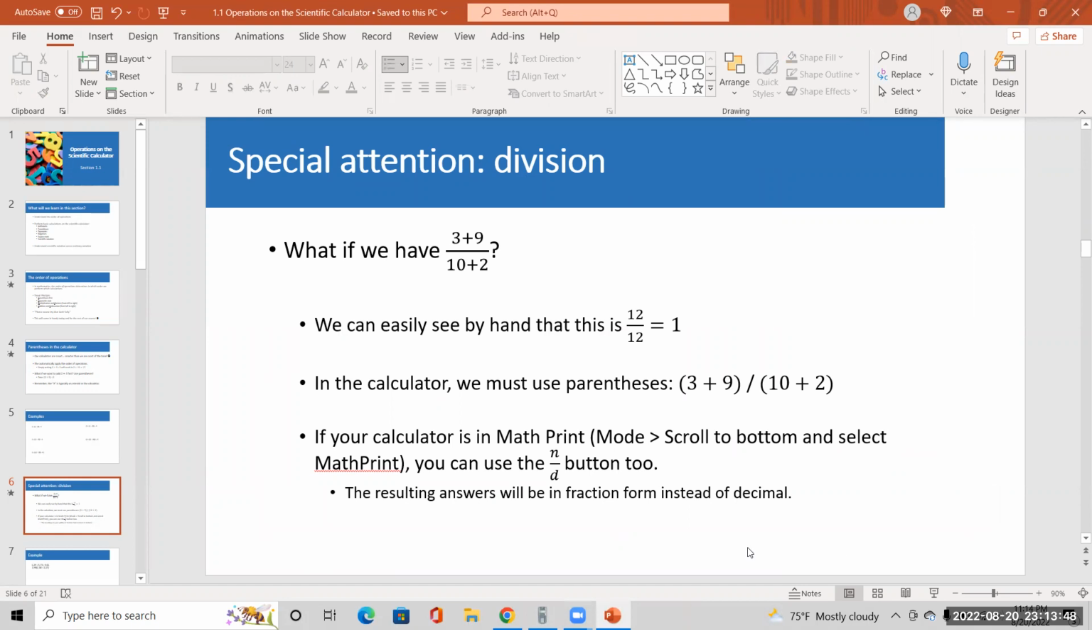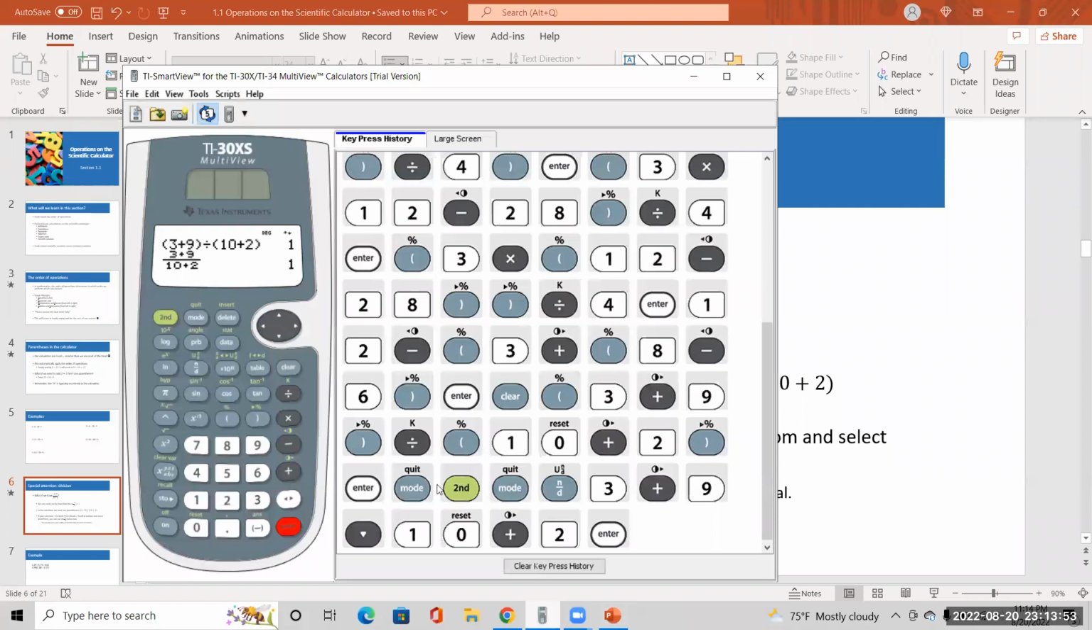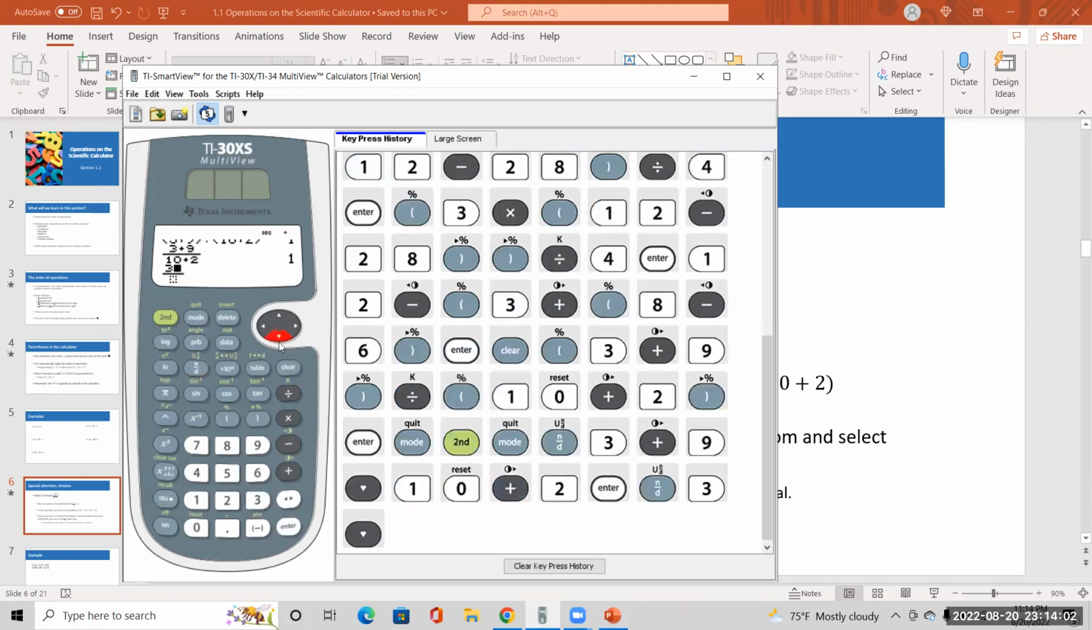Now, when you're in this, your resulting answers will be in fraction form instead of decimals. If we did 3 on the top and on the bottom, we did 2 plus 3, you could press enter and see that's going to give us 3/5 instead of decimals. If we press this little arrow here, that's going to move us between fraction and decimal. So a lot of using your calculator here is just exploration.